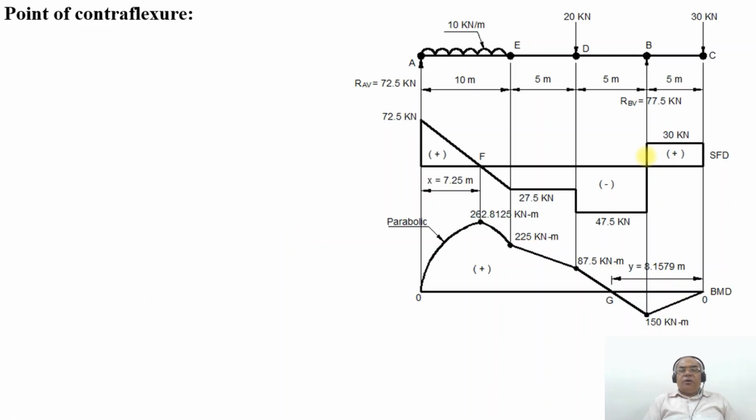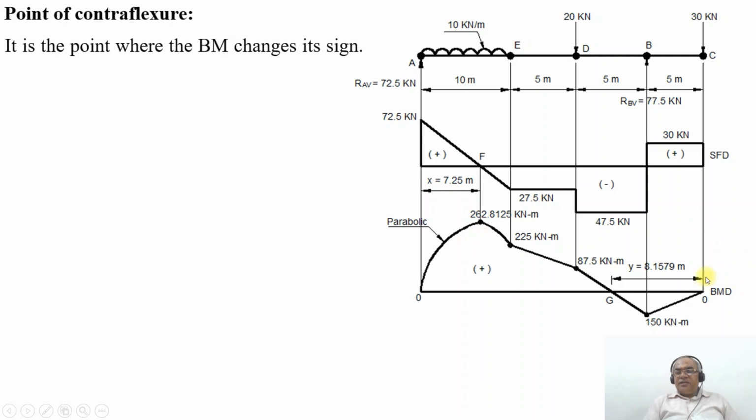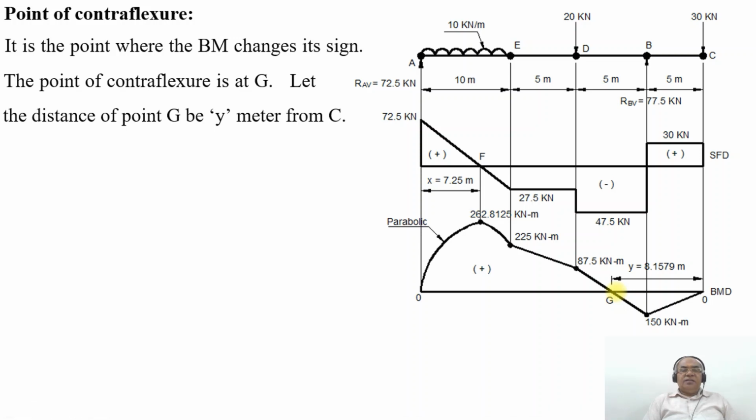Now we go for the point of contraflexure. It is the point where the bending moment changes its sign from positive to negative, which is at the point G. So the point of contraflexure is at G. Let the distance of the point G be y meters from C. So BM at the point G will be equal to 0. That will be equal to minus 30 into y plus 77.5 into y minus 5.